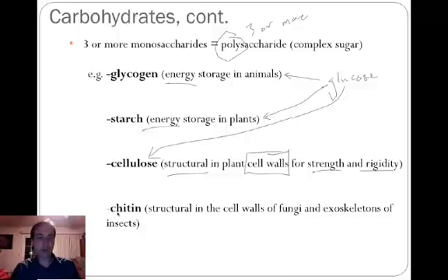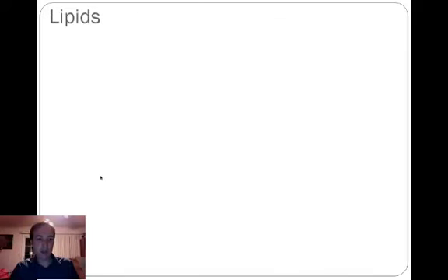The fourth one I was going to show you, again, I'm just telling you about it, you don't need to know this one, is chitin. Chitin is the structure found in the cell walls of fungi and exoskeleton of insects. Another weird thing, glucose is involved in the formation of chitin as well. So same monomer creates four different polymers, all with different purposes. Now, that's carbohydrates real quick.